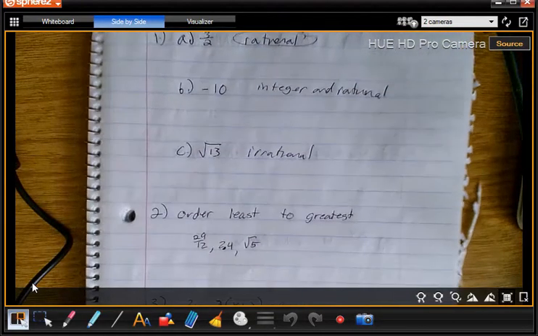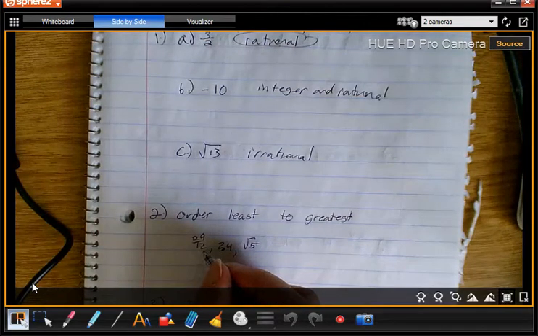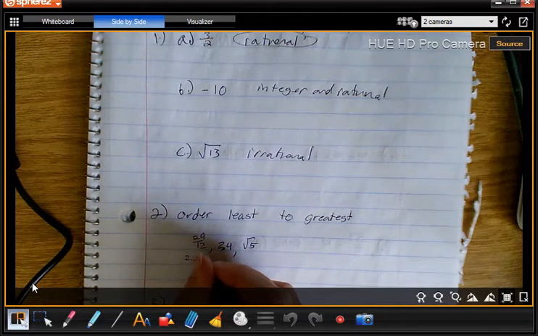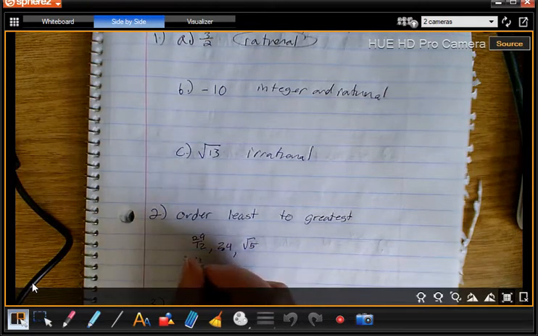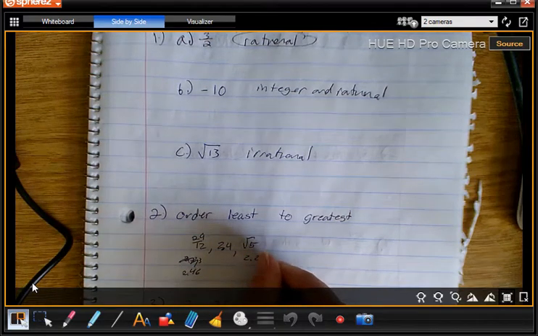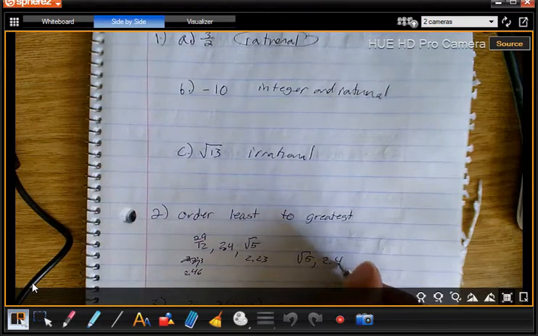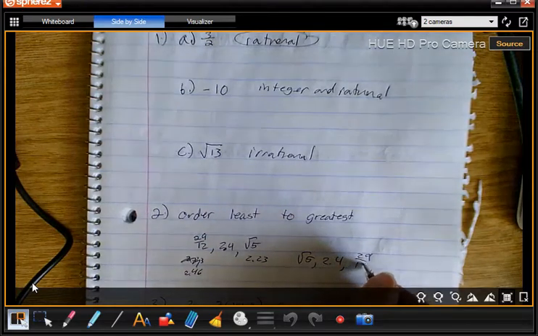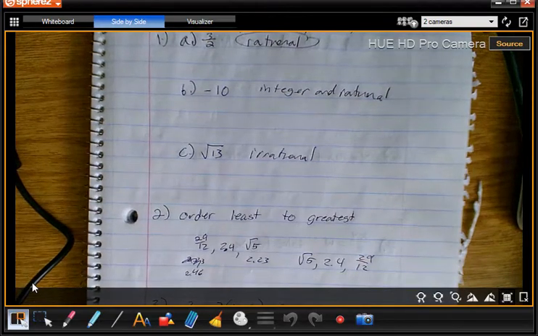Number two, we're going to look at the order. So if we look at this, if I put 29/12 into my calculator, I get around 2.23. When I put the square root of 5 into my calculator, I get 2.46. I get 2.23. So I'm going to put it in the order square root 5, 2.4, 29/12. Okay, pretty straightforward and simple.